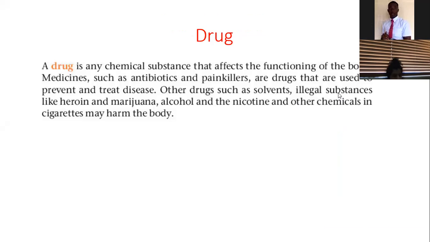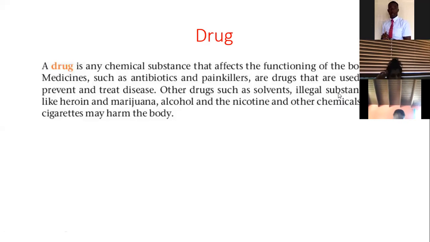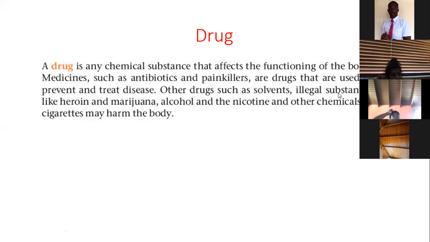Now, can I have a reader? Okay, sir, I'll read. A drug is any chemical substance that affects the functioning of the body. Medicines such as antibiotics and painkillers are drugs that are used to prevent and treat disease. Other drugs such as solvents, illegal substances like heroin and marijuana, alcohol and the nicotine and other chemicals in cigarettes may harm the body.